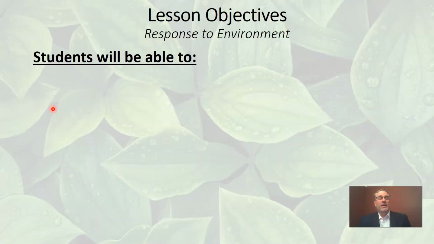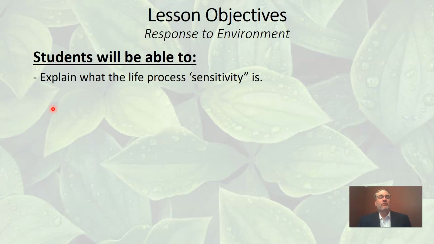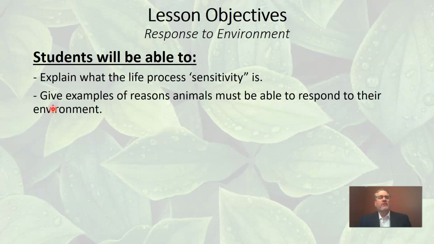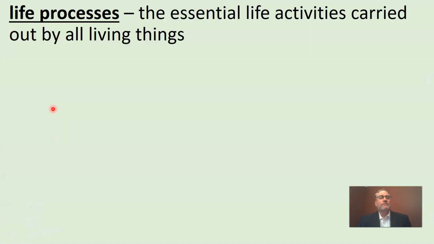So our objectives for today. Our first objective will be to explain what the life process sensitivity is. What is the life process sensitivity? Our second objective will be to give some examples of reasons animals must be able to respond to their environment. So why is it important?